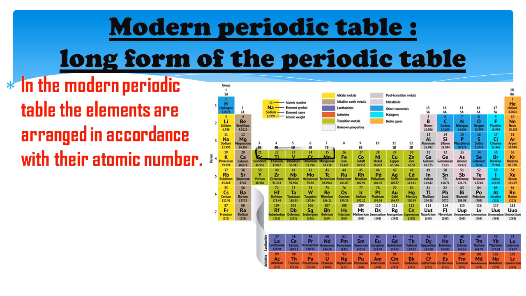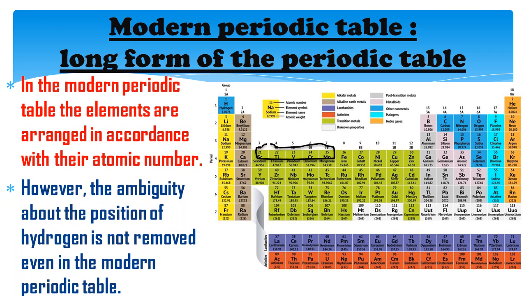However, the ambiguity about the position of hydrogen is not removed even in the modern periodic table. So students, in Mendeleev's periodic table also the ambiguity about the position of hydrogen is present. That means whether hydrogen should be kept in the group of alkali metals or in the group of halogens. So this ambiguity or confusion continues in the modern periodic table also.